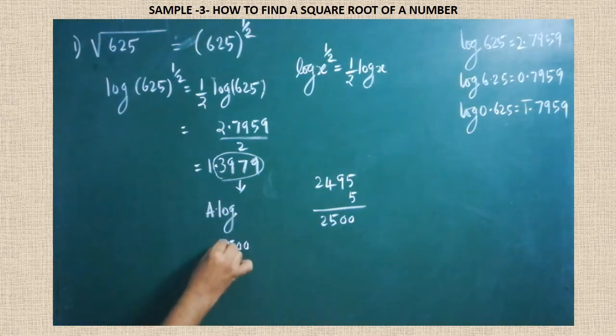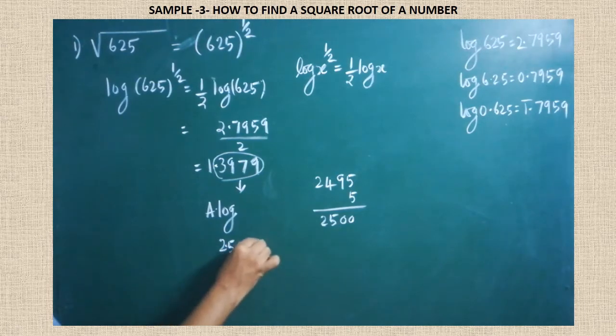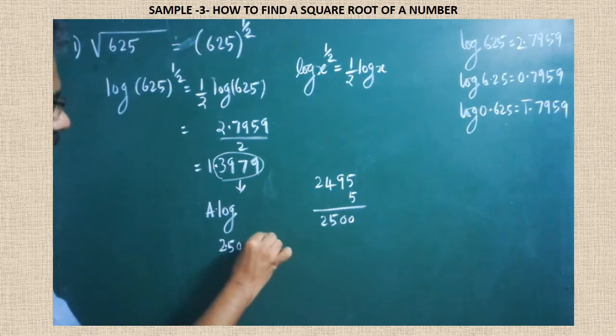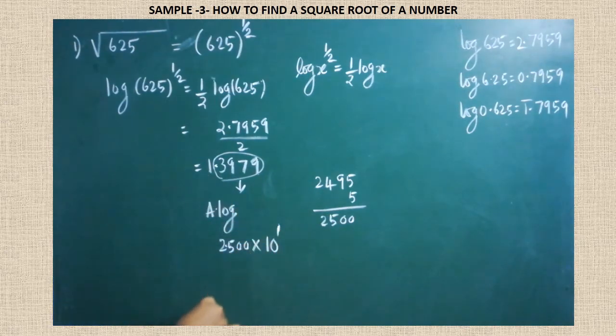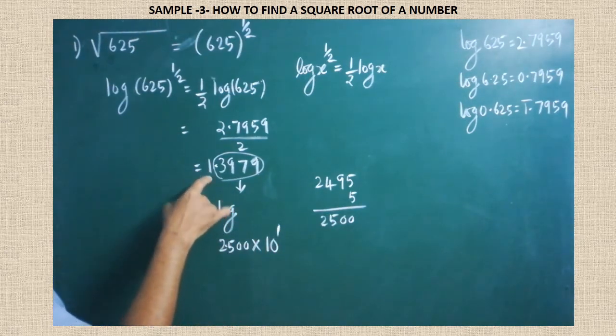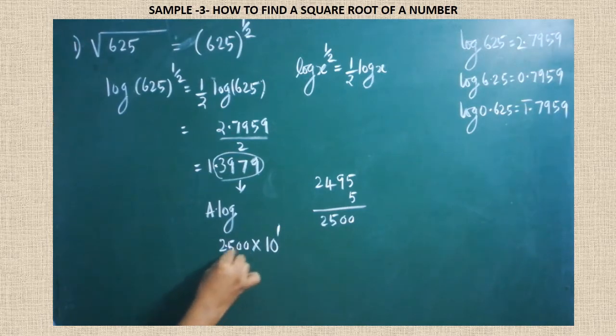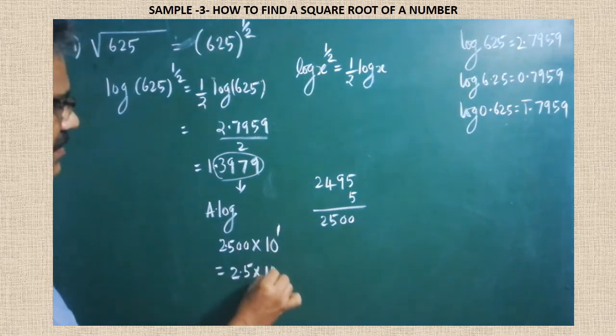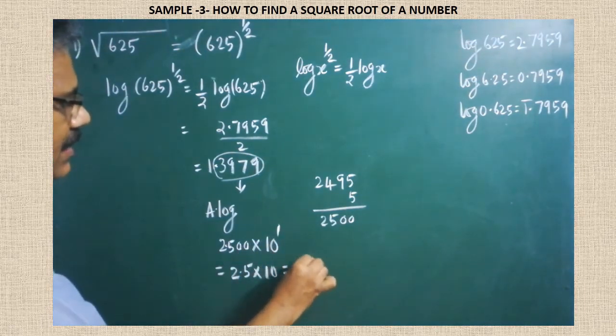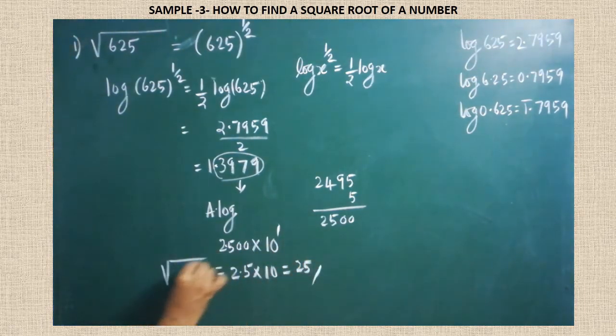After finding the anti-log, put the decimal point after the first digit, write multiplication, write 10. The characteristic must be written as the power of 10. So finally you are getting 2.5 into 10 to the power of 1, that can be written as 10. So finally you are getting 25. Therefore the square root of 625 is how much? 25. So like that we are able to easily calculate the square root.